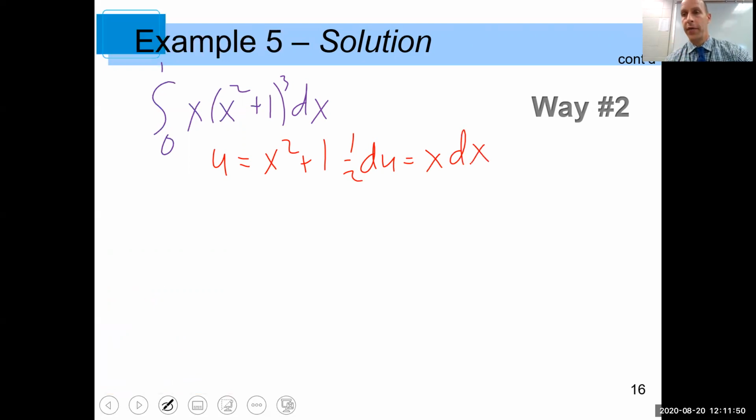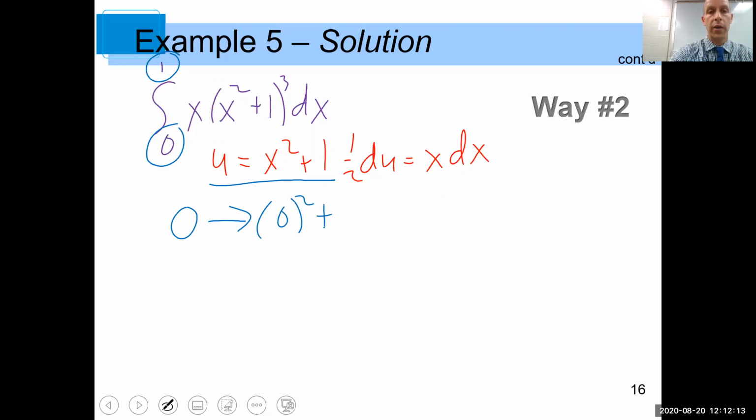Now here's the part that's different. I'm also going to change these two variables here, the upper and lower limits of integration. So this is what I'm going to use to do that. This gives me the rule for u. u is x squared plus 1. Therefore, 0 is going to change to 0 squared plus 1, which is equal to 1. In other words, when I do this integral here in just a second, instead of the lower limit being 0, it's going to become 1.